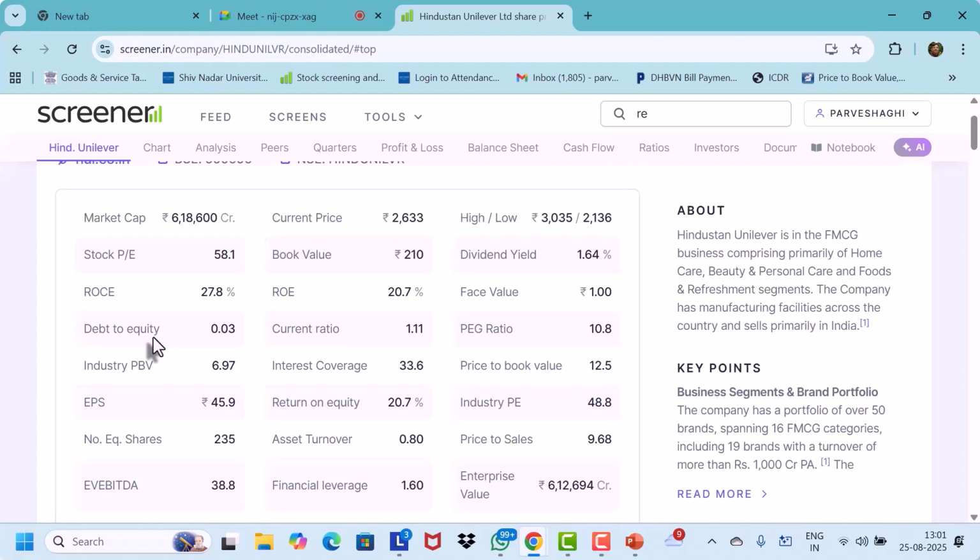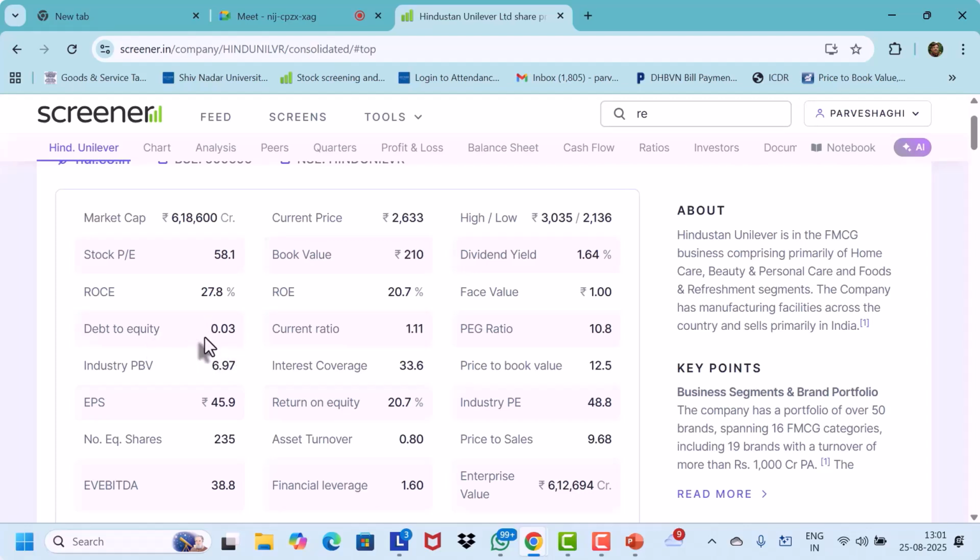Shrishti, tell me, does this company have high debt or low debt? Yes sir, very, very low debt. Almost, how can you describe 0.03? Almost negligible, it's a zero debt company, but you can always say that it has 3 paisa of debt per 1 rupee of equity.